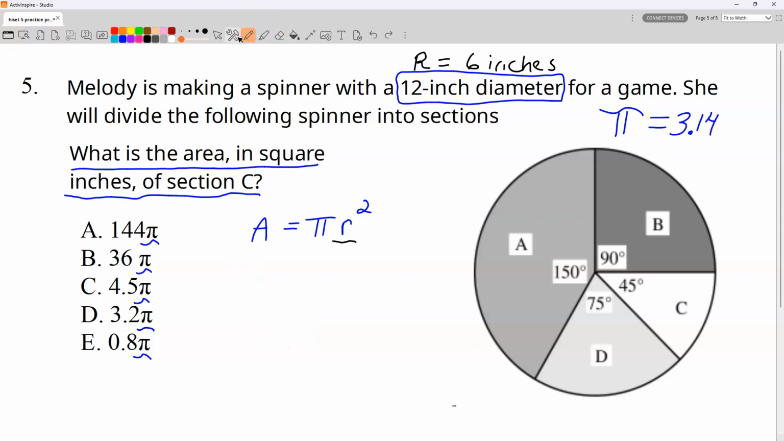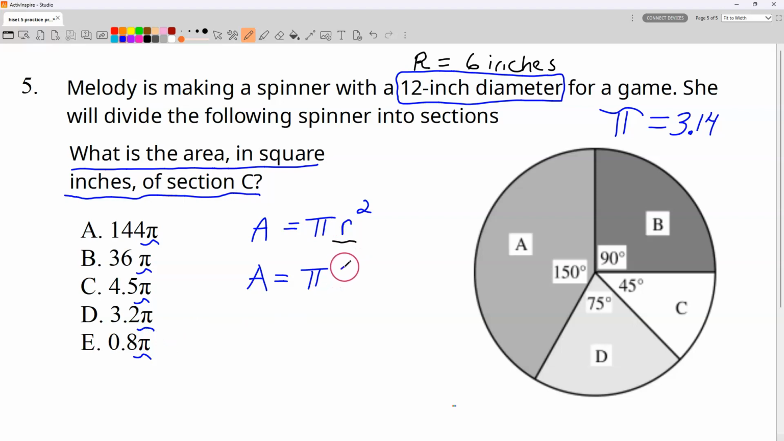Well, let's go ahead now and find the area first of the total circle here. So the area equals pi. Just bring this down. I'm just going to bring this down each time. Don't sweat this too much because it's already in our answer choices.